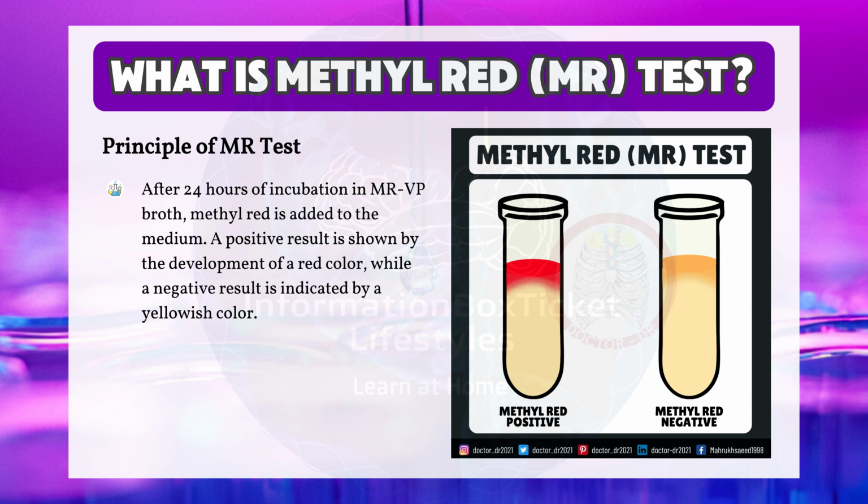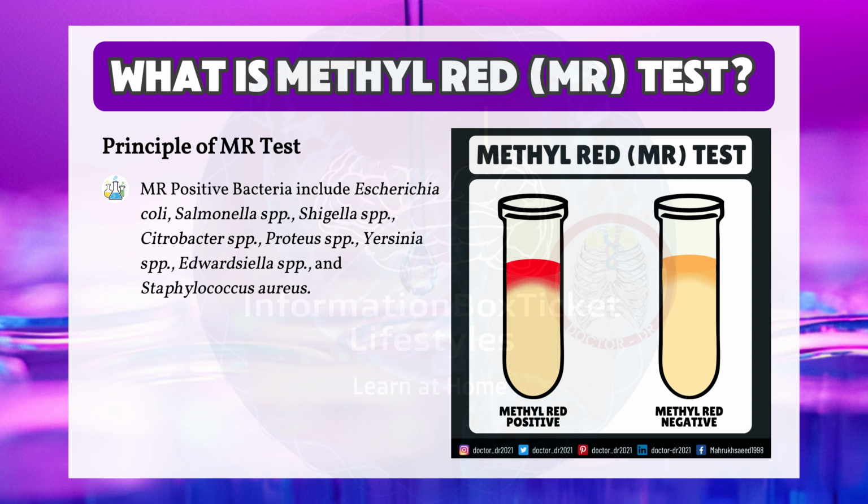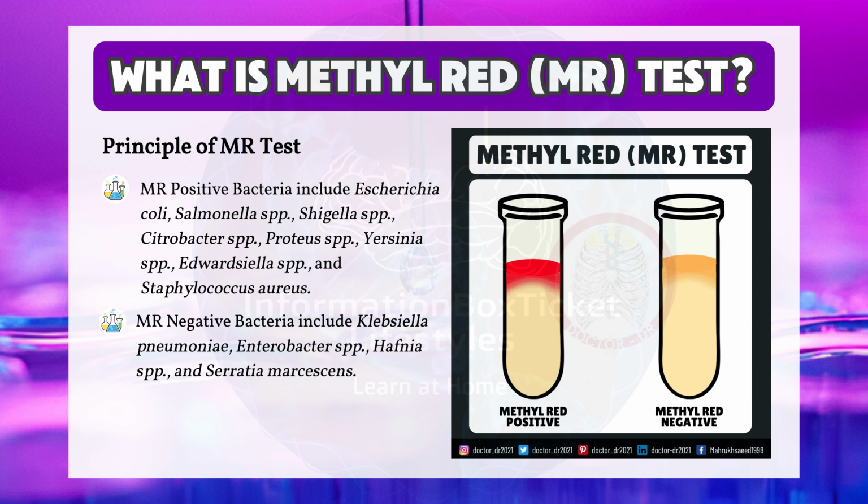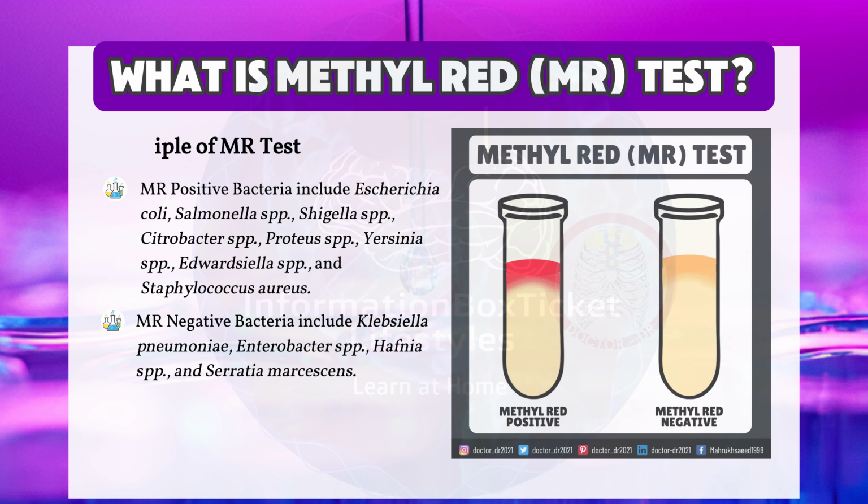yellowish color. MR positive bacteria include Escherichia coli, Salmonella spp, Shigella spp, Citrobacter spp, Proteus spp, Yersinia spp, Edwardsiella spp, and Staphylococcus aureus. MR negative bacteria include Klebsiella pneumoniae, Enterobacter spp, Hafnia spp, and Serratia marcescens.